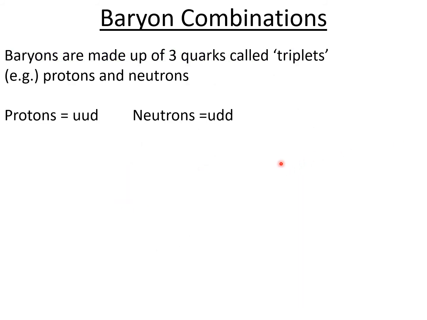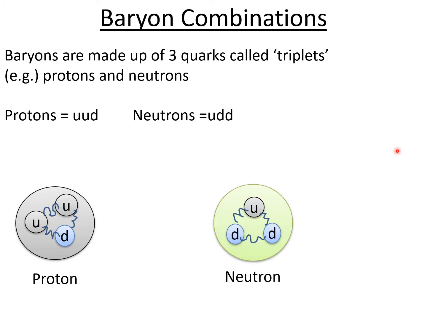So baryons are made up of three quarks called triplets. Examples of these are protons and neutrons. A proton is made up of an up and a down quark, so up, up, down. A neutron is made up of an up quark, a down quark, and a down quark, or up, down, down. And these can be represented by diagrams like this. And these basically show you the bonding between the quarks here. So these are called triplets.